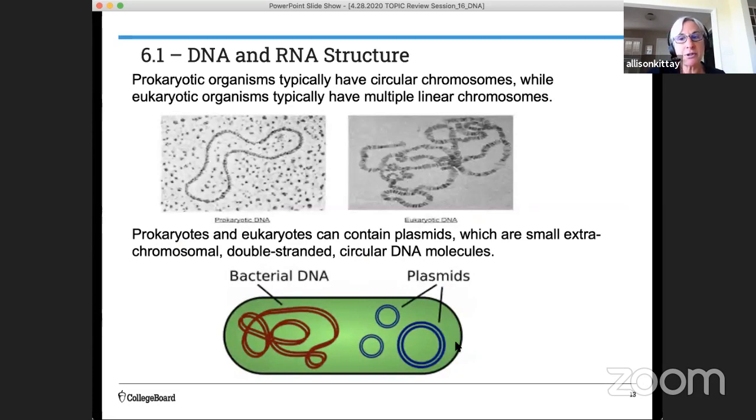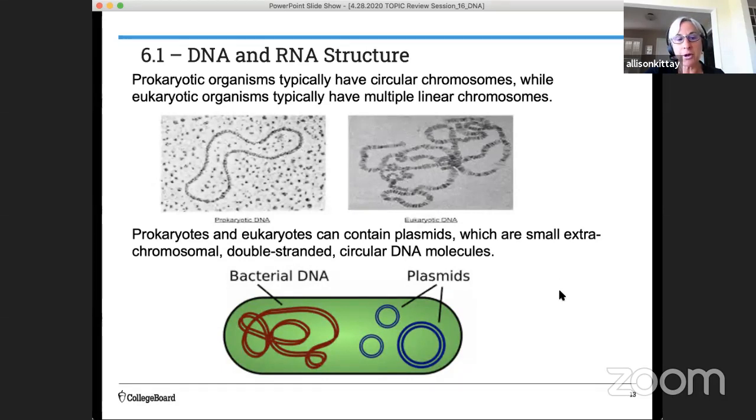So one difference between prokaryotic organisms and eukaryotic organisms, and I know you know this because we've been talking about the many differences in these organisms throughout our review lessons, but prokaryotic organisms typically have circular chromosomes, while eukaryotic organisms typically have multiple linear chromosomes. So I have an image for you. You can see the prokaryotic DNA, and then you can see the eukaryotic DNA.